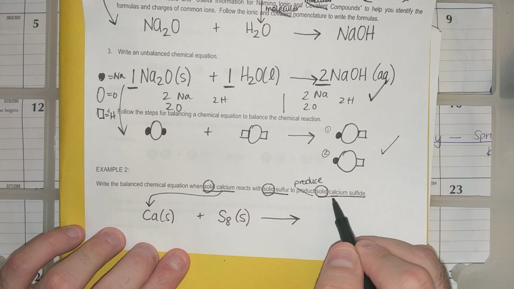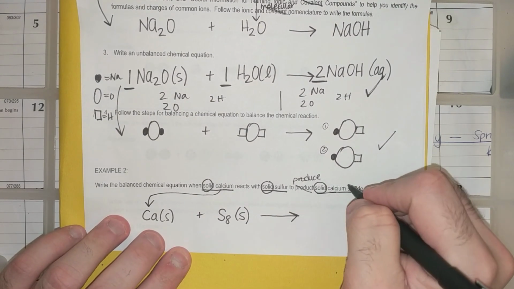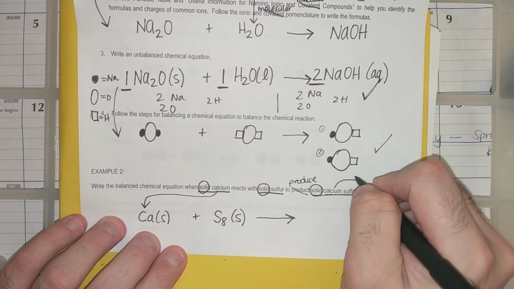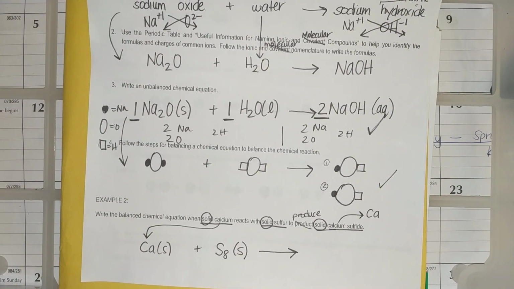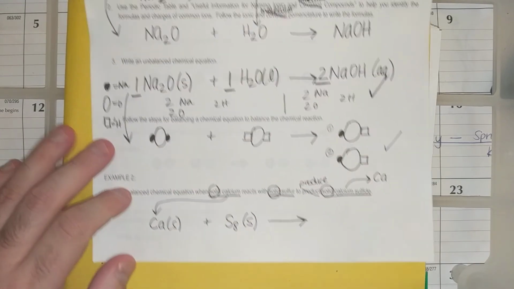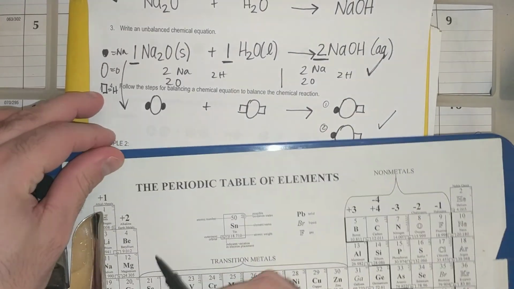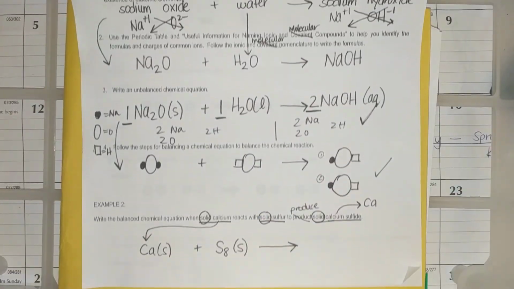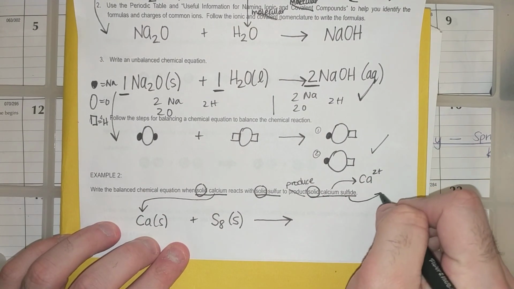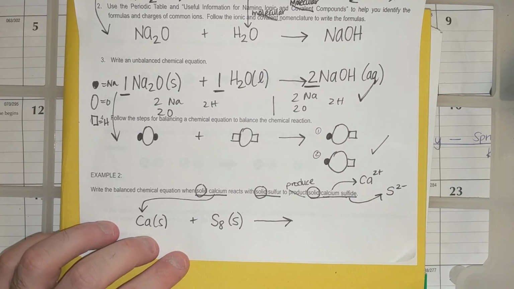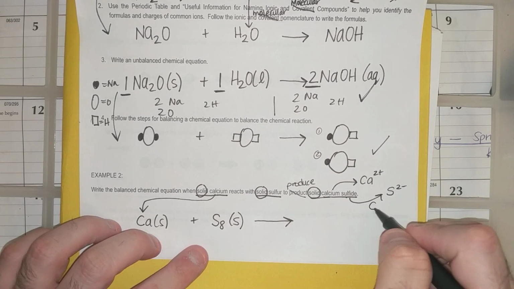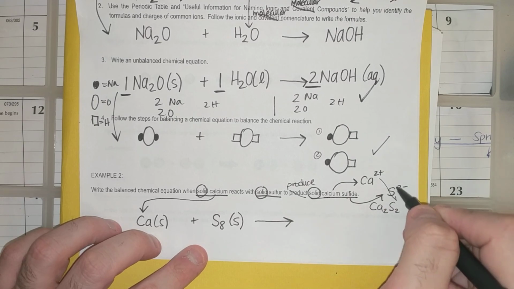And it produces solid calcium sulfide. Now, I need to look up the charges of these ions and then do the crisscross method. I'm going to do that on the side. Ca is from group 2. So, Ca on the periodic table is from group 2. Right? If you could see it, Ca is group 2. So, calcium has a positive 2 charge. And then sulfide has a negative 2 charge. Okay? So, if I do the crisscross method, first I'll get Ca2S2 if I do that crisscross method.